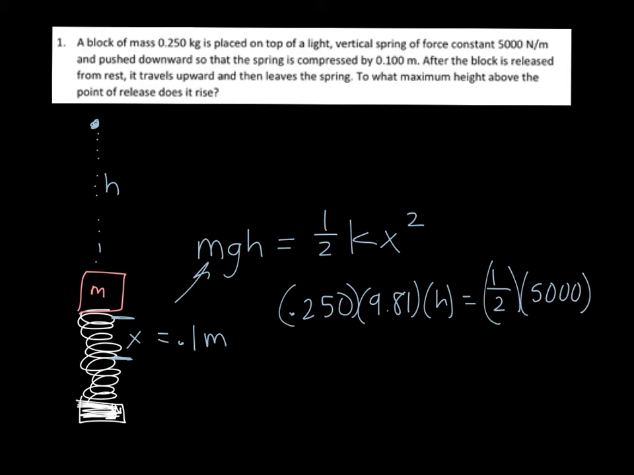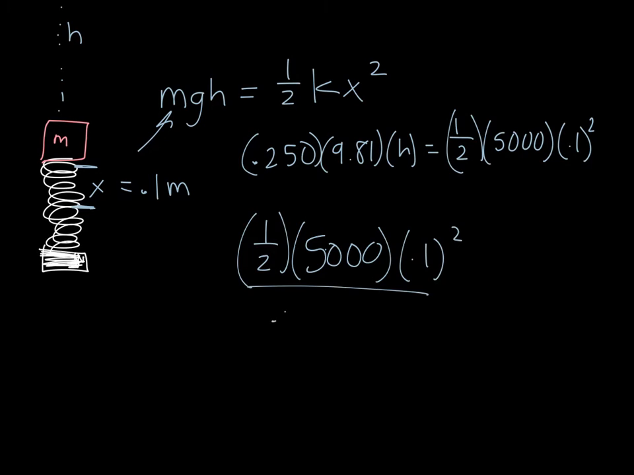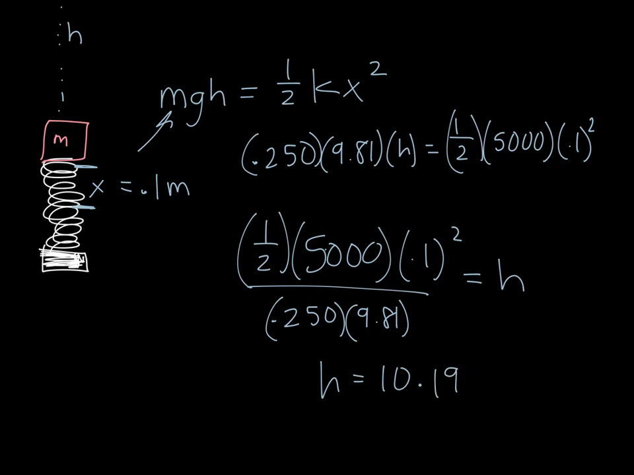and then x squared, which is 0.1 squared. So to do this, we are going to divide everything to the other side. So we have 1/2 times 5,000 times 0.1 squared divided by 0.250 times 9.81, and that's going to equal the height. And so if we calculate this, we're going to get h equals 10.194 meters. And that's the answer to that question.